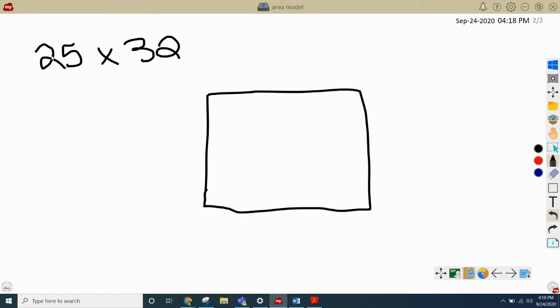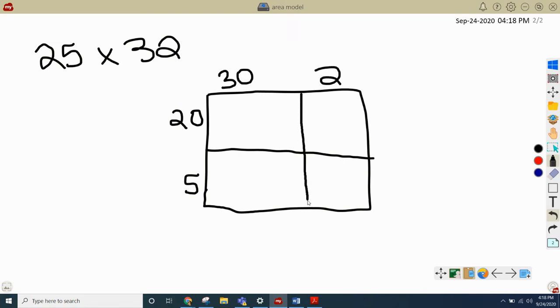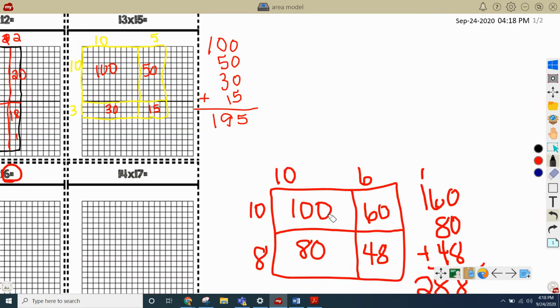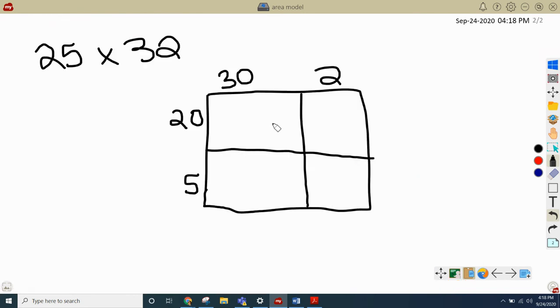Okay, we're going to decompose 25 into 20 and 5. Then we decompose 32 to 30 and 2. Okay, now just like over here, this box represents 10 times 10. So what do you think this box represents in this problem? If you said 20 times 30, you're right.